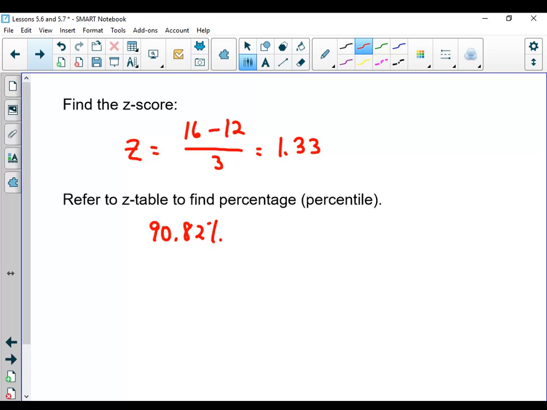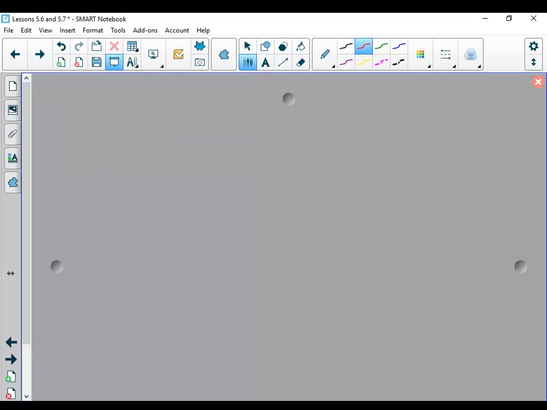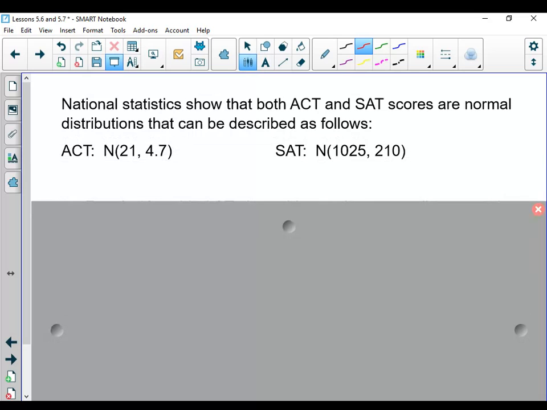All right, so let's do another example where we have to use the z-score from the z-table to help us out. All right, so we're going to look at ACT and SAT scores. And we're told that they have a normal distribution. With the ACT, the normal distribution has a mean of 21 and a standard deviation of 4.7. The SAT has a mean of 1025 and a standard deviation of 210. And then we're going to be asking questions related to that.